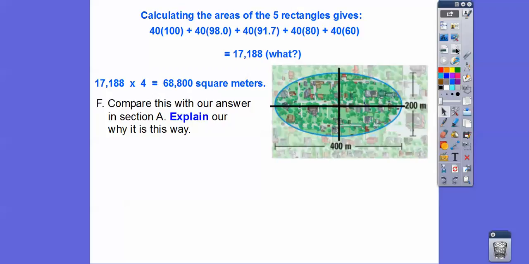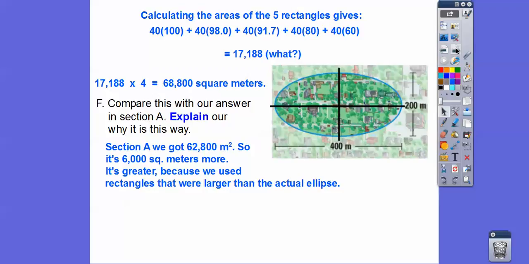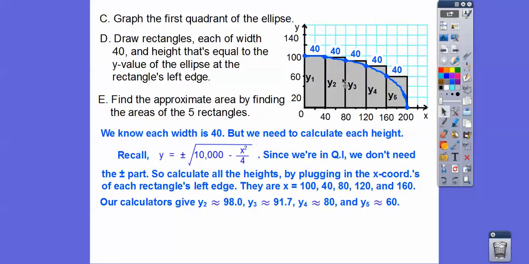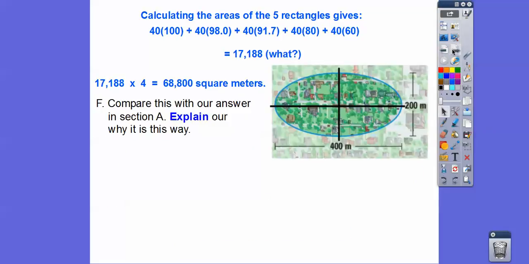Okay, remember what the exact area was. We're going to compare this answer with section A, which is our exact answer, and explain why this is the way it is. Well, in section A, we got 62,800. So it's 6,000 square meters more, and it's greater because we used rectangles that were larger than the actual size. Let's go back to that right here. See how these rectangles are all a little bit larger, so the area is going to be a little bit larger. And this is only in the first quadrant, so we did all 4 right there, okay?